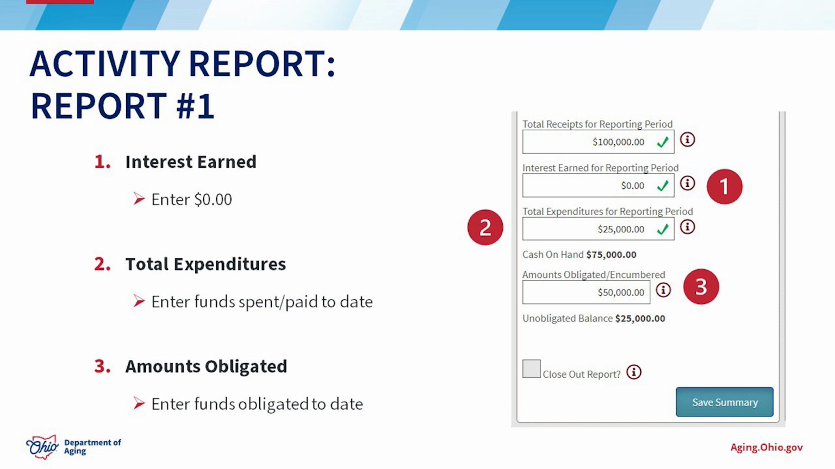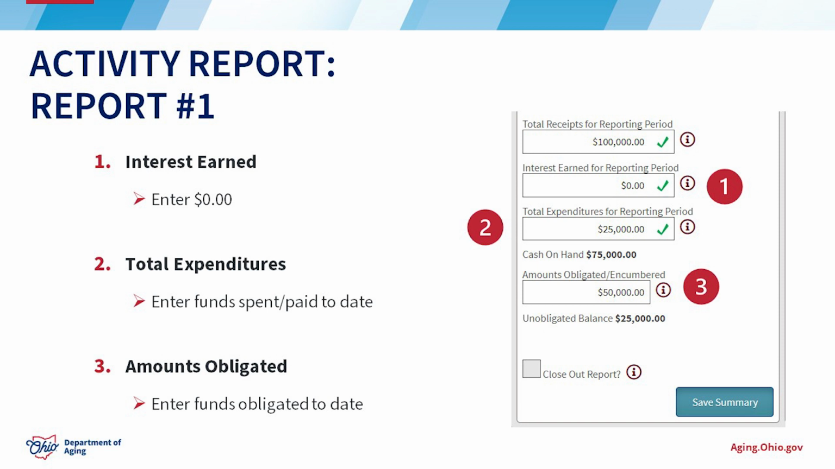In this example, you'll notice that the receipts for the reporting period pre-populated to that initial amount that was awarded via the ODA Notice of Grant Award. We're using $100,000 as our example here. If for any reason that was incorrect, I could make an adjustment in the box before I save the summary.